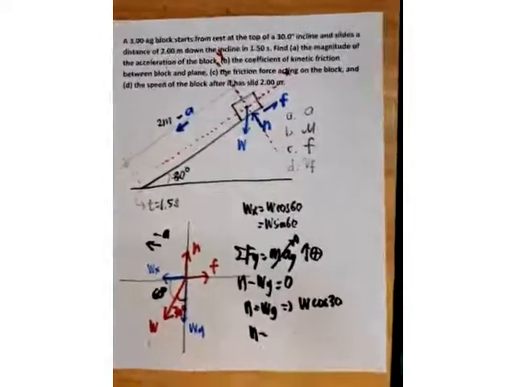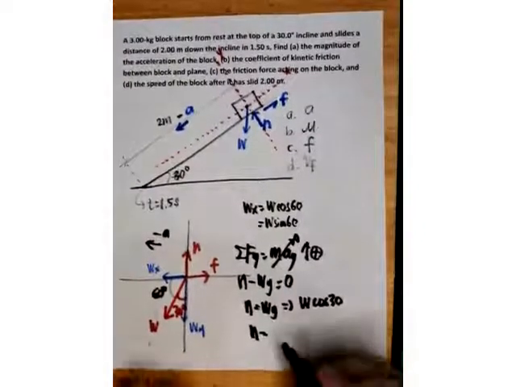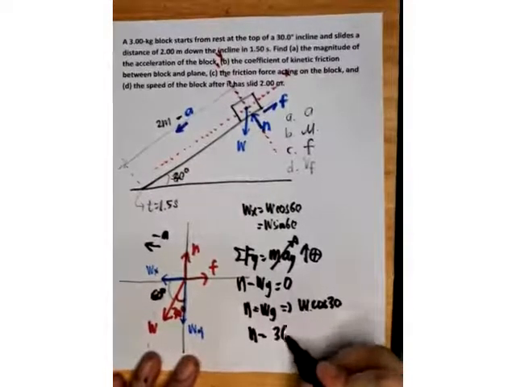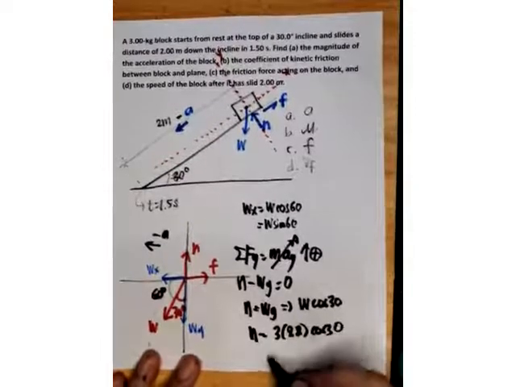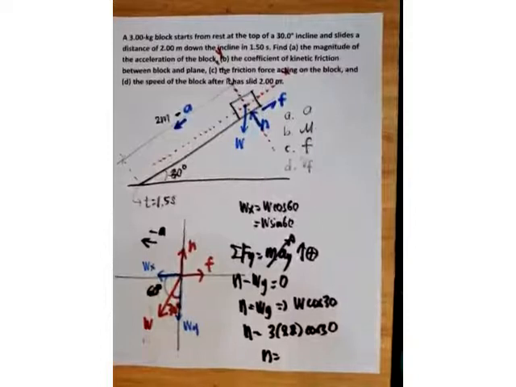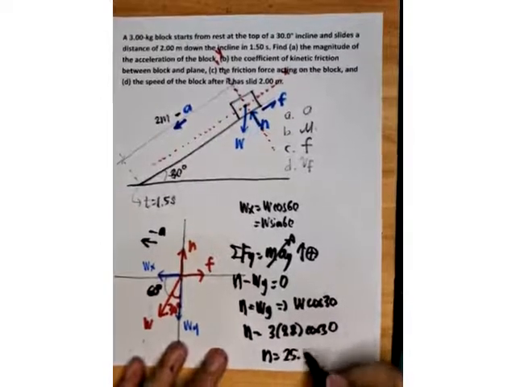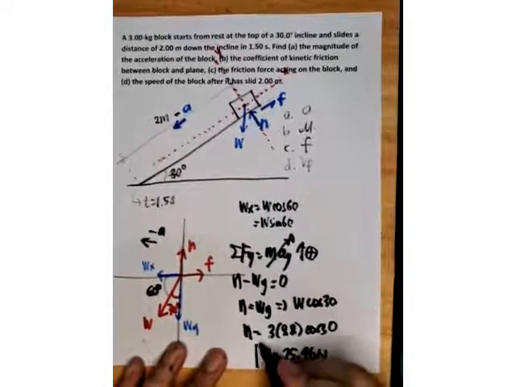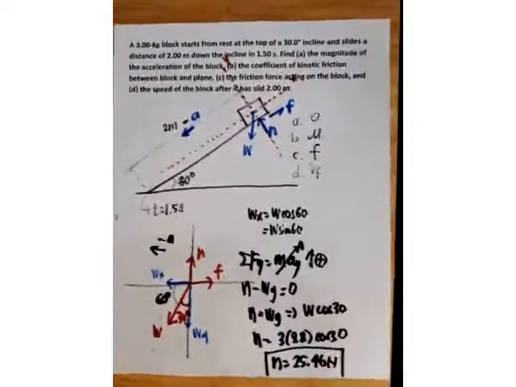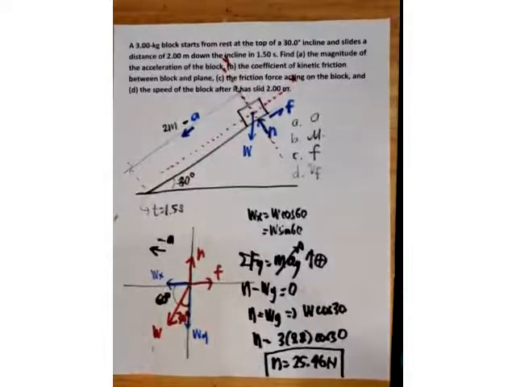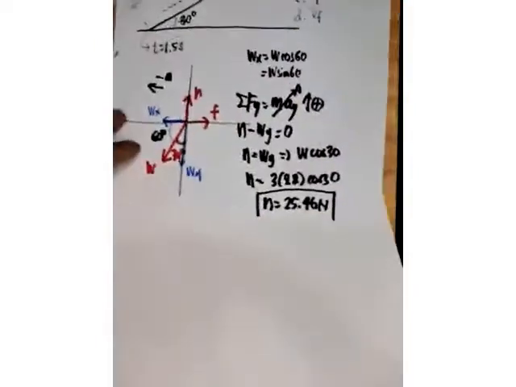So normal is equal to, ano ba yung mass natin? 3 times 9.8 times cosine 30. So normal force is 25.46 newtons. Okay, now let's proceed to x.